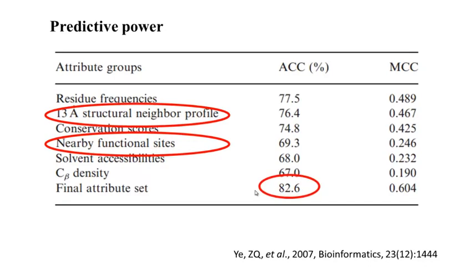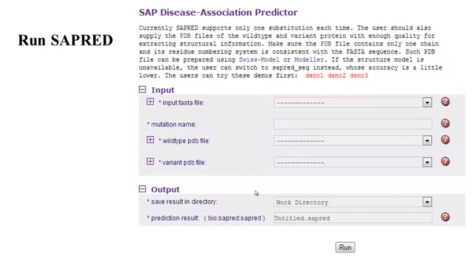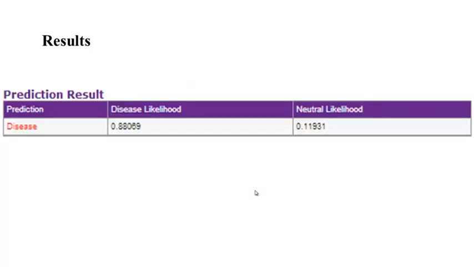SAPRED achieved an accuracy of 82.6%, which was higher than other contemporary methods on the datasets tested. SAPRED can be accessed from a web interface. It takes as input the protein sequence, variant site, and a 3-dimensional structure or structural model, and outputs the predicted likelihood of the variant being associated with disease.